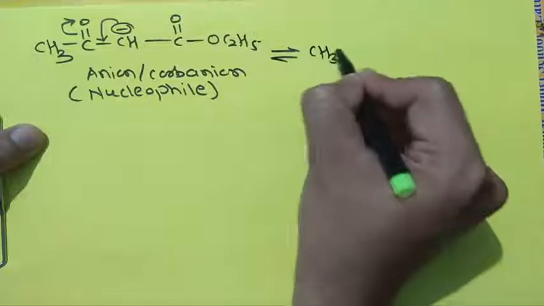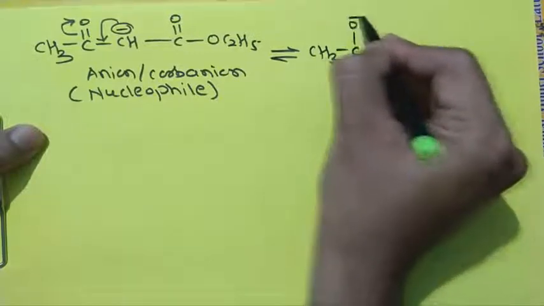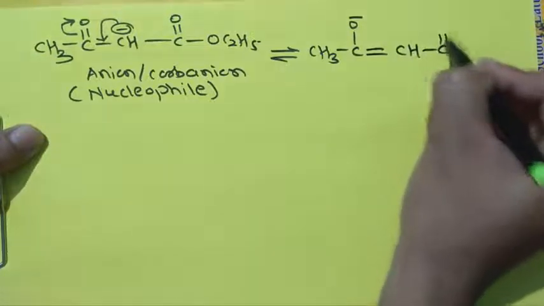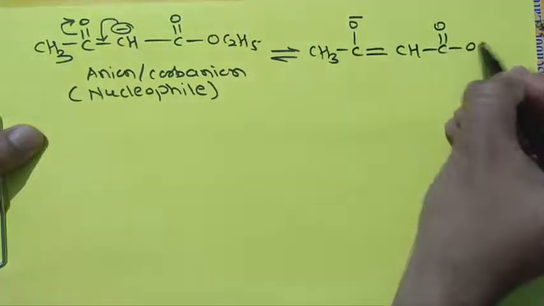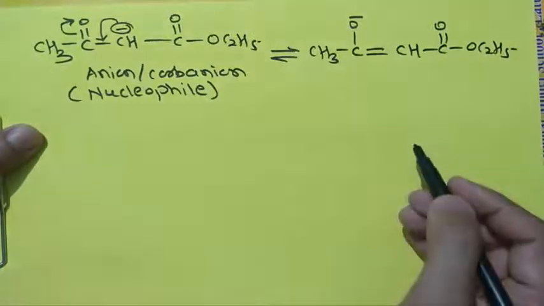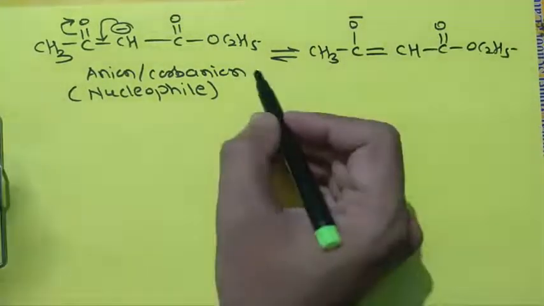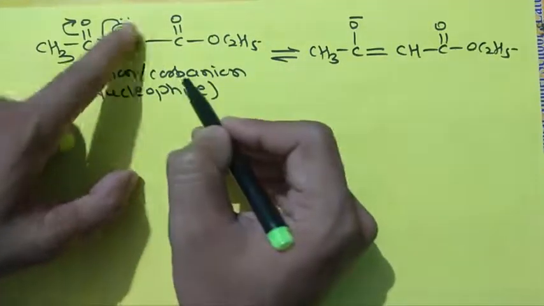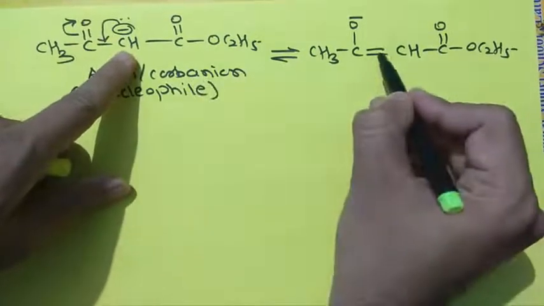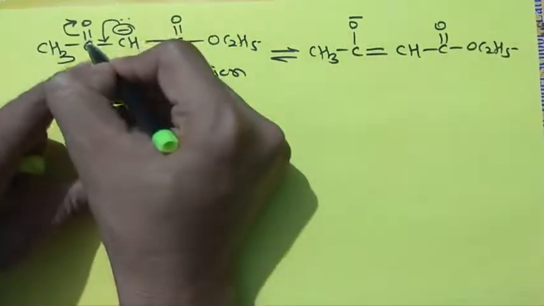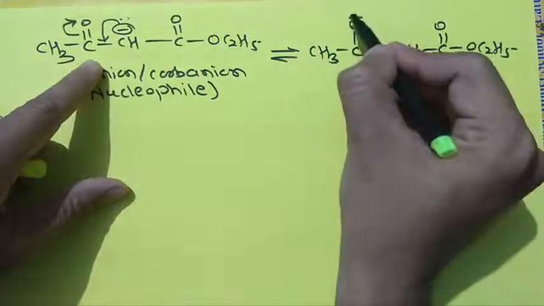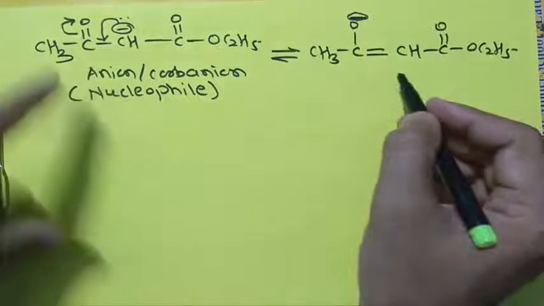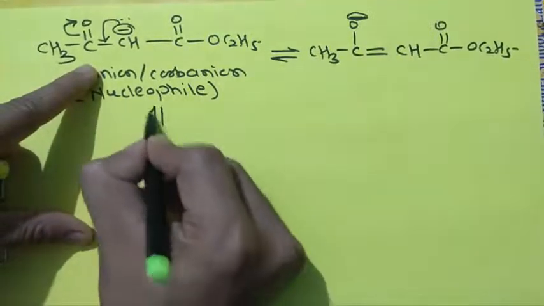CH3, C double bond O, CH, C double bond O, O, C2H5. Again, what happens here? This carbon's lone pair goes in between this carbon and the next carbon atom. They form a double bond, and here the carbon-oxygen bond breaks and the negative charge is present on this oxygen atom. Again, this carbon can be stabilized in another way also.